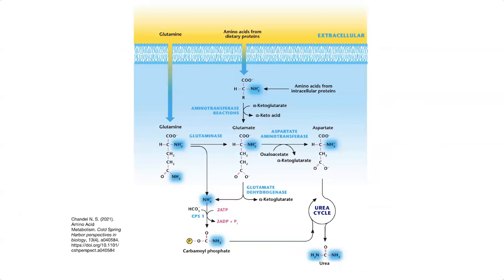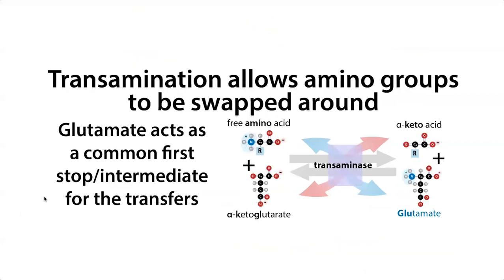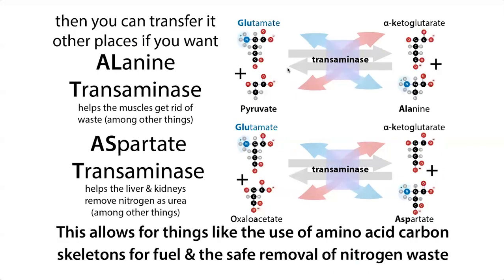But we can also take that glutamate, that amino group, and transfer it onto different things, which allows us to interconvert between different molecules. Remember that we could take basically any amino acid and make glutamate. Well, now we can take that glutamate and transfer the nitrogen onto something else. We can transfer it onto pyruvate to give us alanine, or of course we could go the other direction as well.